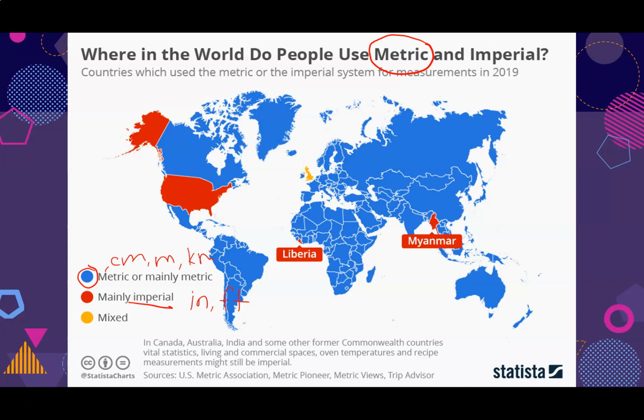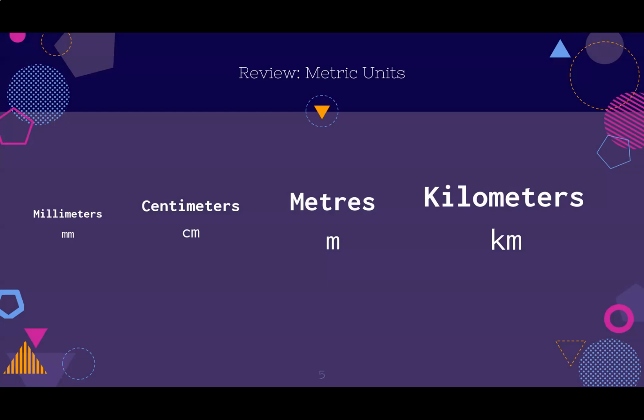Let's review some of those units. In today's lesson, you will see these units that are part of the metric system: millimeters, centimeters, meters, and kilometers. Let's review what each of these looks like.